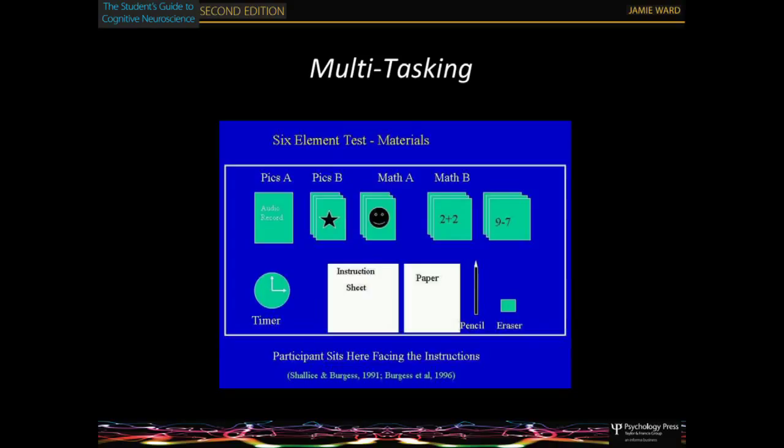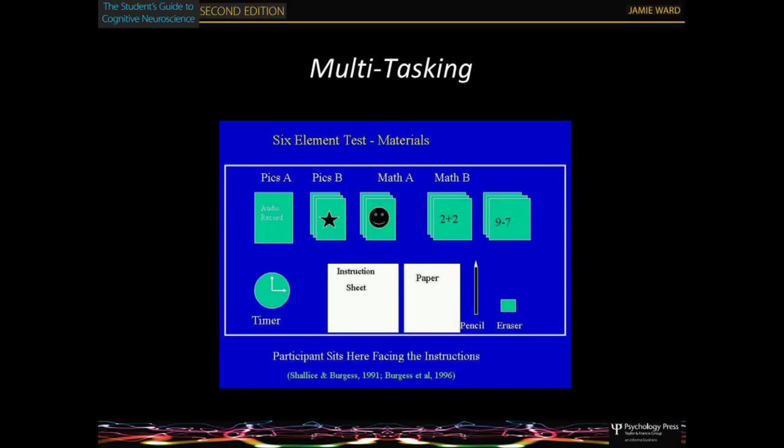But this is a test that's being used, again, on patients with frontal lobe damage, called the six elements test. Basically what you have are six different tests. One is that you have to do some maths problems. One is a series of pictures that you have to write down the names of. Another is listening to a tape and writing down what's on it. The rules are that you have to do as many of these tasks as you can in the 2 minutes or however long is available. But each of the tasks takes about a minute and a half to 2 minutes, so you have to stop yourself and move on to the others.